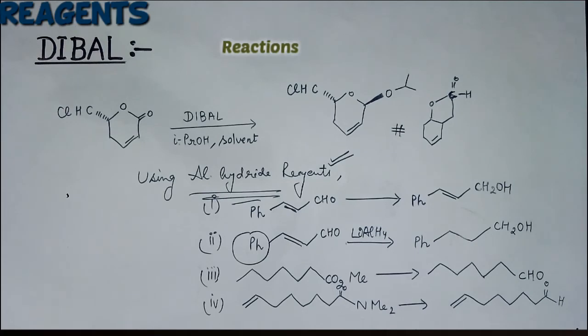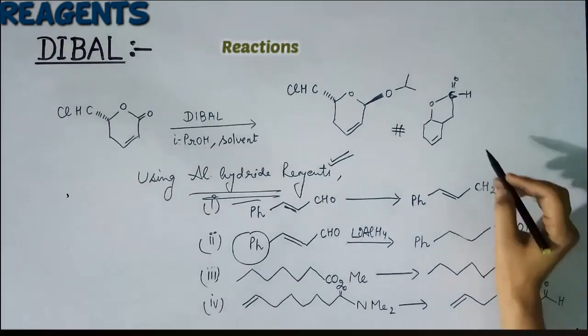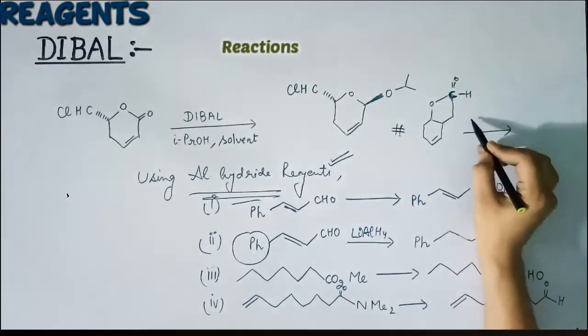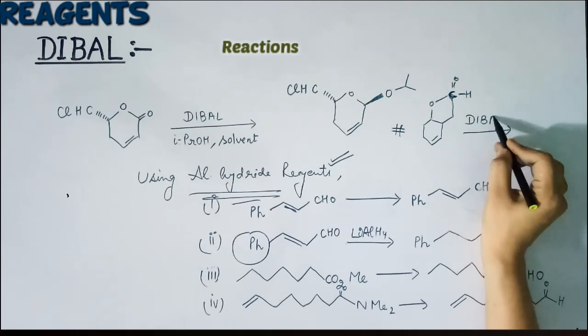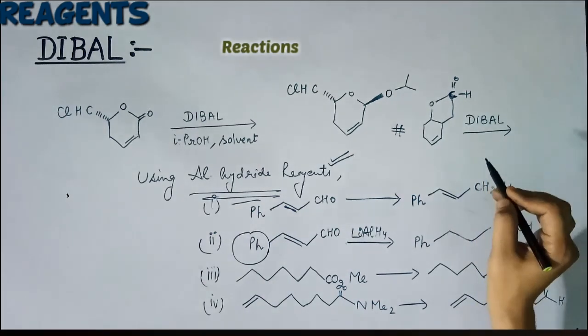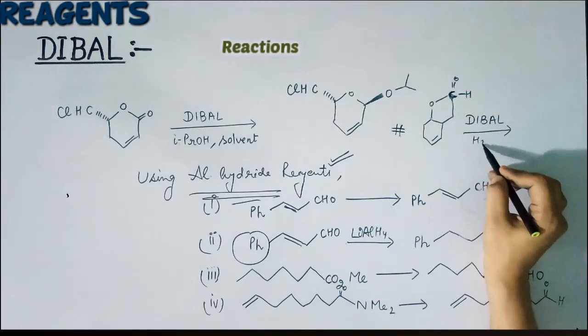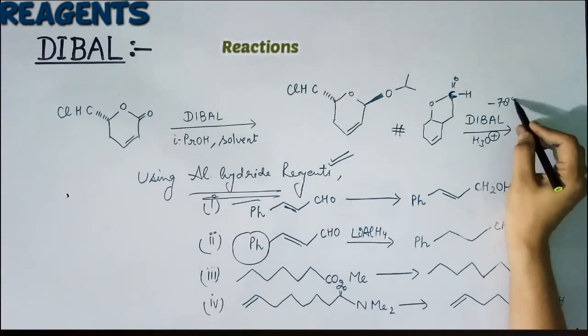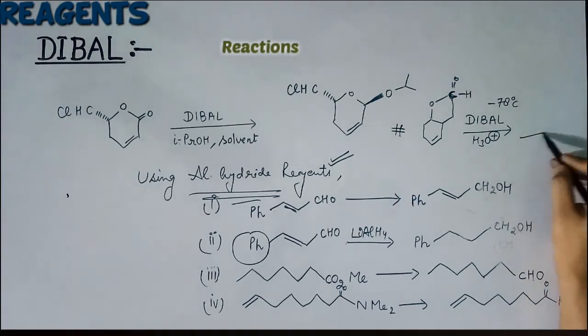Now one more reaction you have to solve on your own, and this is already discussed in this video. And this is the compound you have. This is carbon, and the reagent is DIBAL. It's quite easy, you can solve it on your own. And hydrolysis is done after that, and the temperature is minus 78 degrees Celsius, okay? So find out the product and write the mechanism on your own. And if you find any difficulty, you can join my Telegram channel, where I will solve your problems.